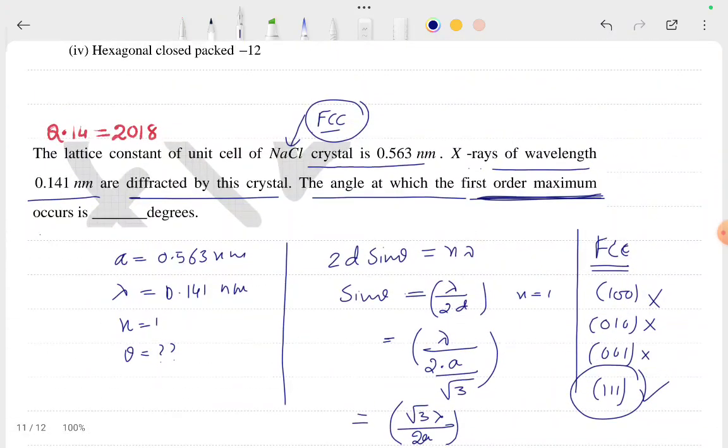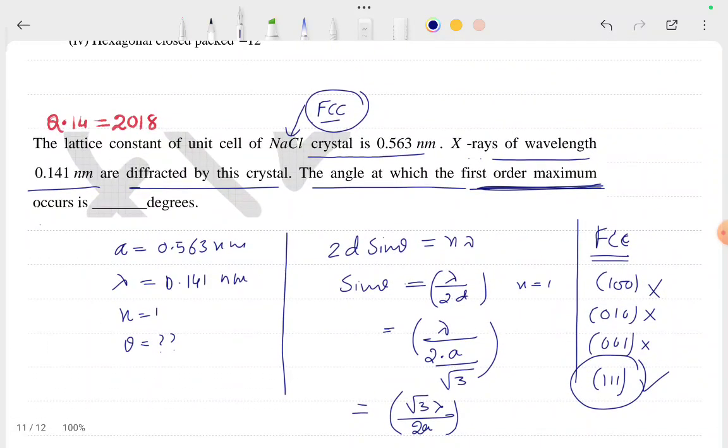For FCC crystals, first order maxima occurs from this plane. Just remember, because the 110 plane is not considered. This is actually not a valid plane for FCC. 010 is also not valid, 001 is also not valid, but the only valid one is 111. Then 121 is not valid, 211 not valid, 112 is not valid. Then 222 is valid, right? This is the second order peak.